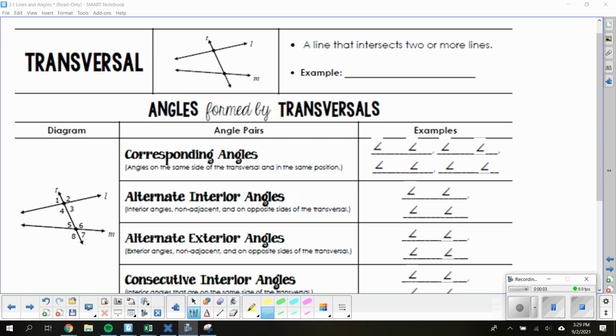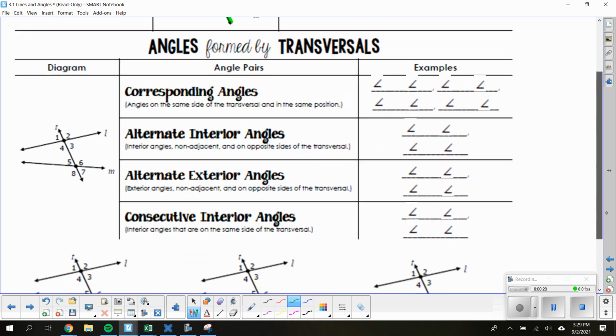Lesson is going to be on angles formed by transversals. So first we need to talk about what a transversal is. A transversal is a line that intersects two or more lines. So in this figure, we have line L and M, and you have line T intersecting both of those. So that would make line T a transversal, intersecting both line L and M.